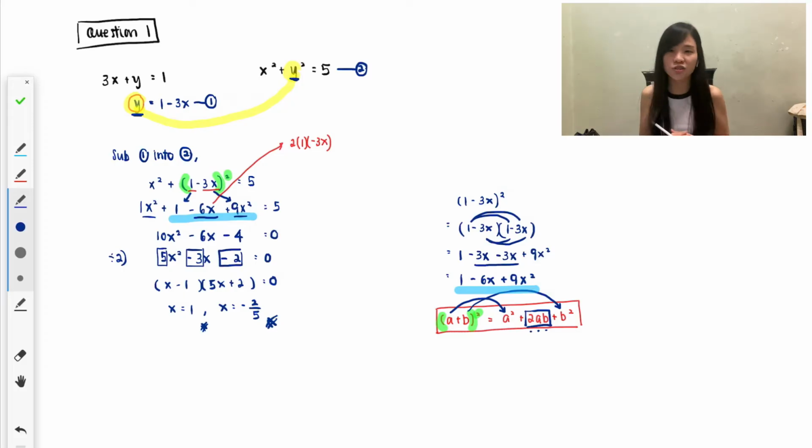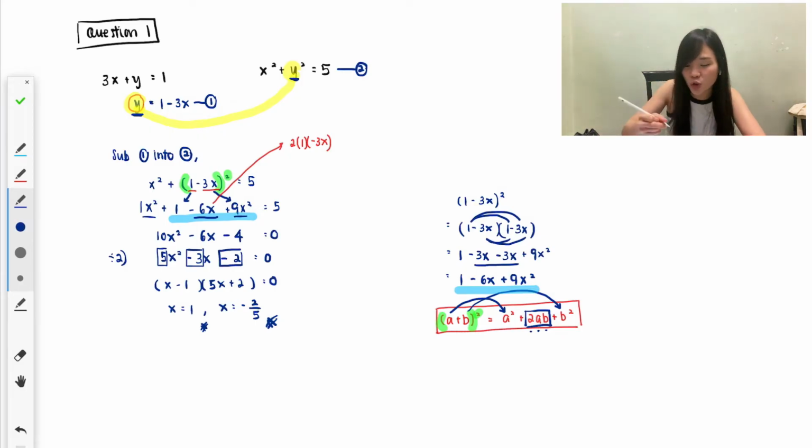Do I get full marks? No, because this is just the answer for x, and this question asks you to solve. That means you're going to find the answer for x, and also find the answer for y. So how do you find the answer for y, my dear? Sub back. You can sub back to equation 1 or equation 2. I already taught you in part 1 and part 2.